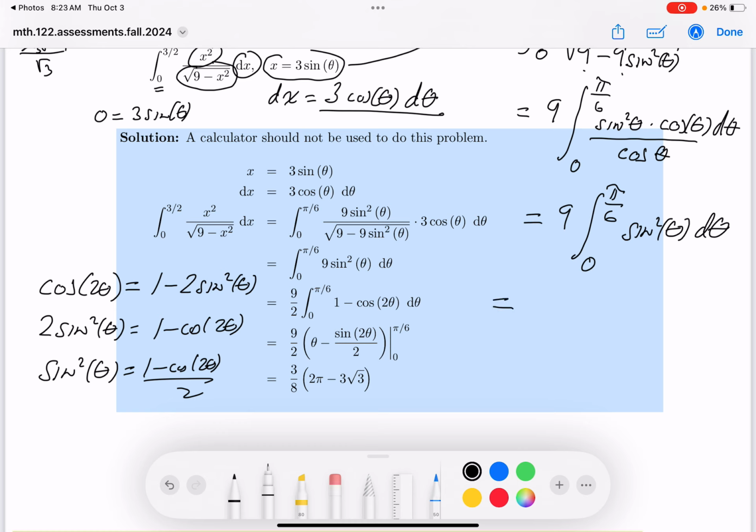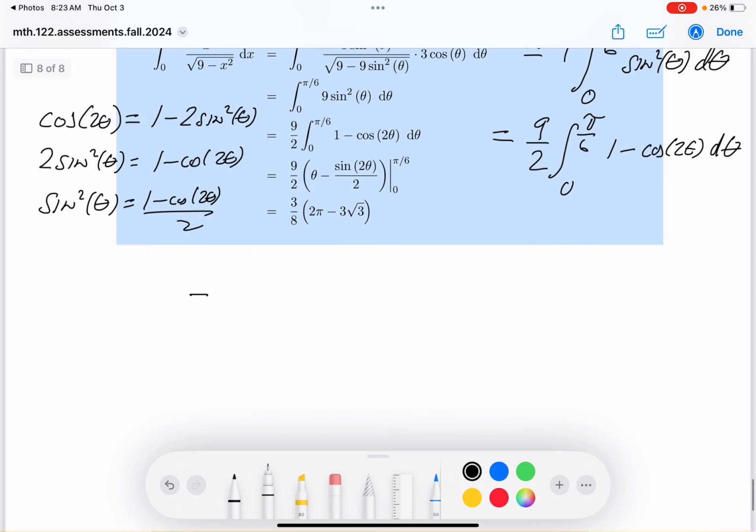I'm going to pull a 2 out. I'm going to get 9 over 2. This goes from 0 to pi over 6. And then what do I get? I get 1 minus cosine of 2 theta d theta. Can I integrate that guy? I can. And what do you get?